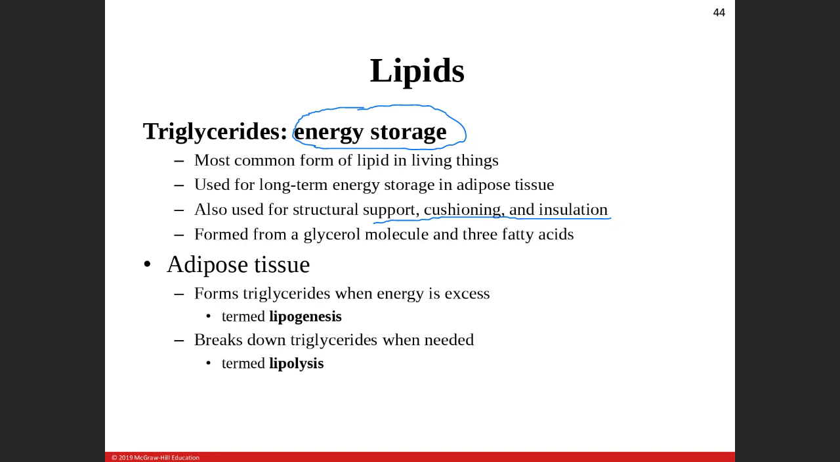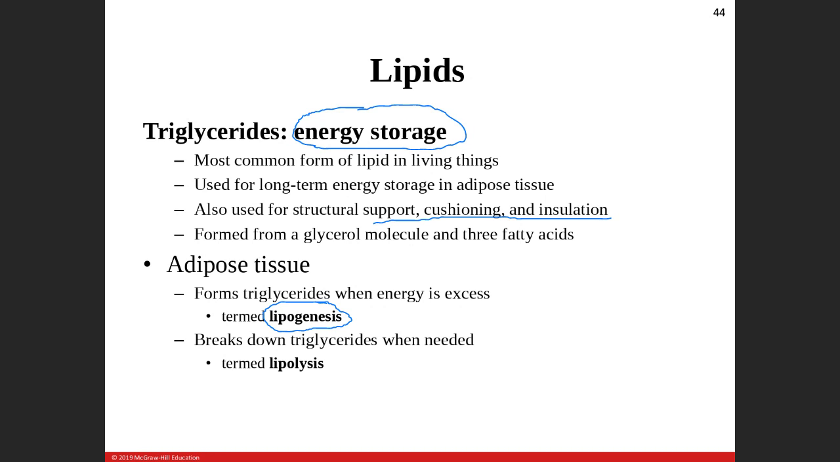So when we store the triglyceride molecule, we're going to store it in a specific type of tissue. That's going to be our fat tissue or the adipose tissue. And so when energy requirements are low, but we have a lot of triglycerides floating around in our body, we're going to undergo this process of lipogenesis. Now, lipogenesis, lipo is fat, genesis is to create. So we're going to create fat tissue in our body.